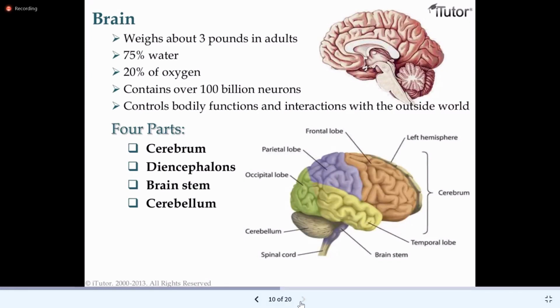It has 100 billion neurons, which are in four parts: the cerebellum, diencephalon, brainstem, and cerebrum. These are all our lobes. Each and every lobe has its individual functions.